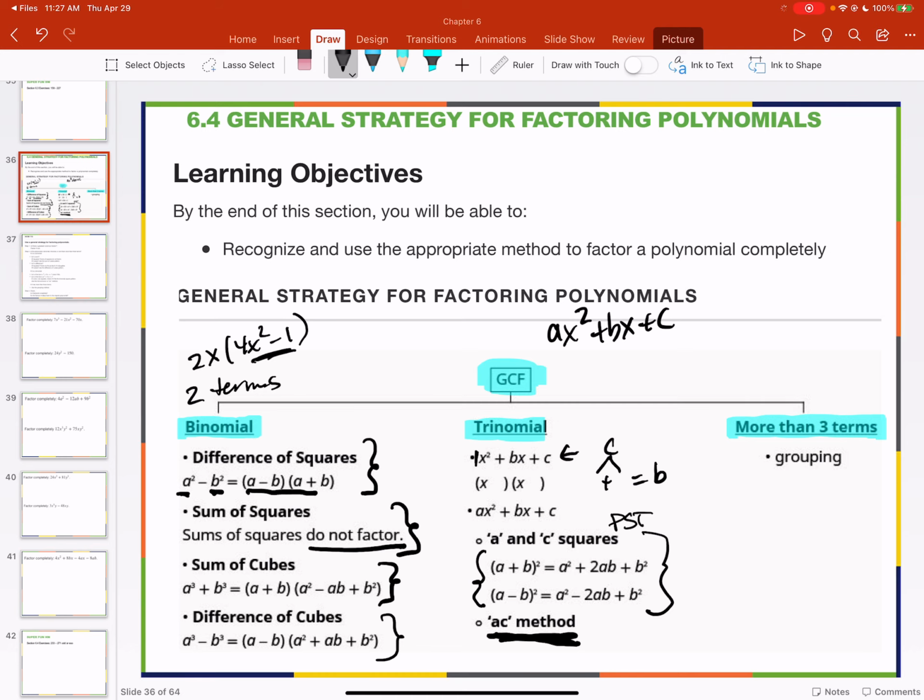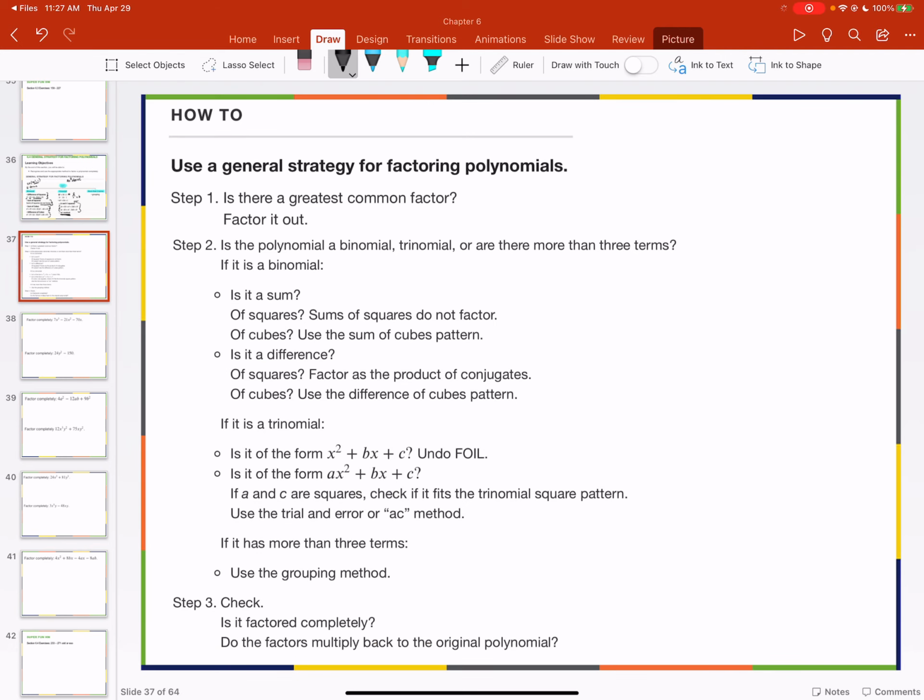Let me just show you what I just said in text. The general strategy is step 1, is there a GCF? If so, factor it out. Is it a binomial, trinomial, or are there more than 3 terms? If it's a binomial, is it a sum of squares? Then sums of squares do not factor, and you stop. If it's a sum of cubes, you use the sum of cubes formula. If it's a difference of squares, it's (a plus b)(a minus b). If it's a difference of cubes, you do that pattern.